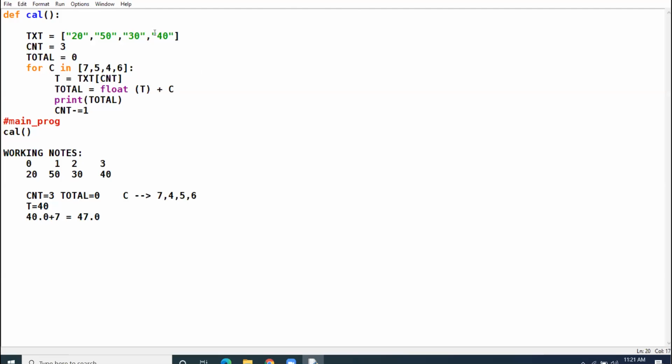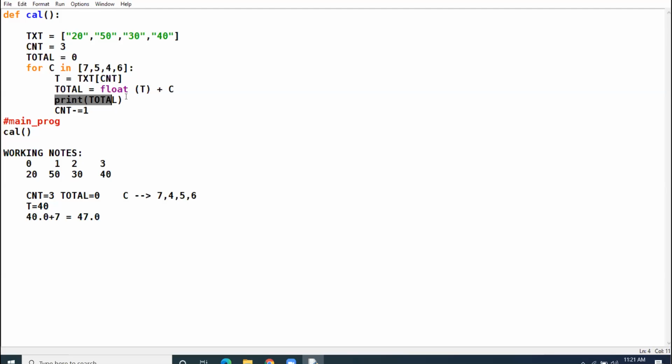What actually is happening in the code? We start from the last value of the list, we convert the value into float, and we add it with the first value of the for loop. How many of you have understood this line? If you have understood, you might be knowing the other answers. Other answers are now clearly getting into your brain.